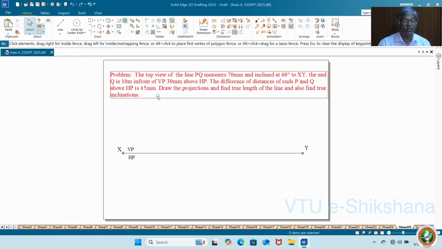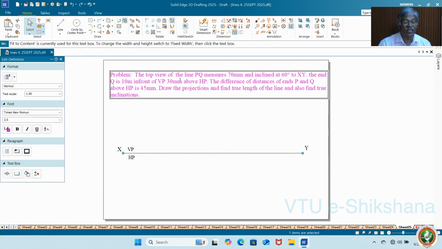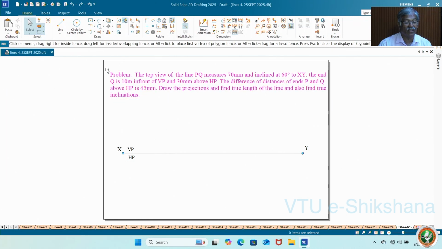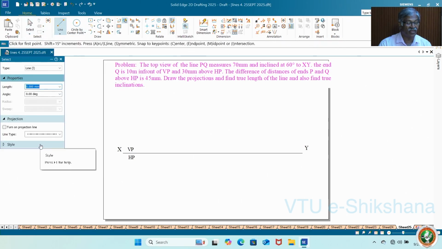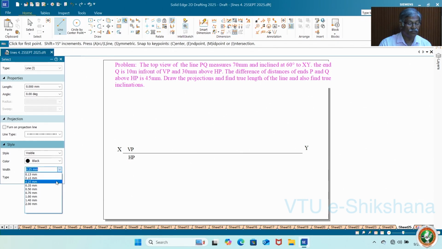Okay, but be very careful in space management here, because you need sufficient distance, because he has given 60 degrees. Be very careful and keep the distance. Let me take a little bit here. Now start working. This is for the left end of the line, this is for the right end of the line. So take the line command and minimum thickness for fixing end Q. See, this is end Q.